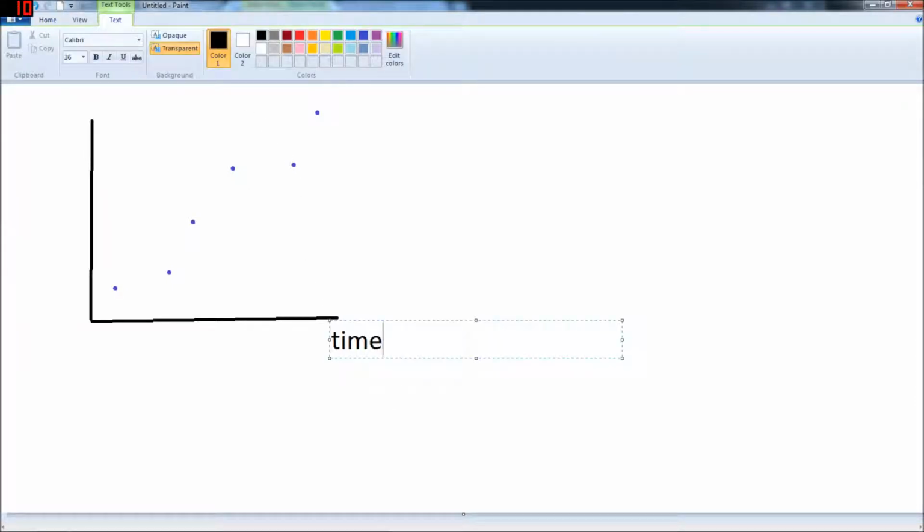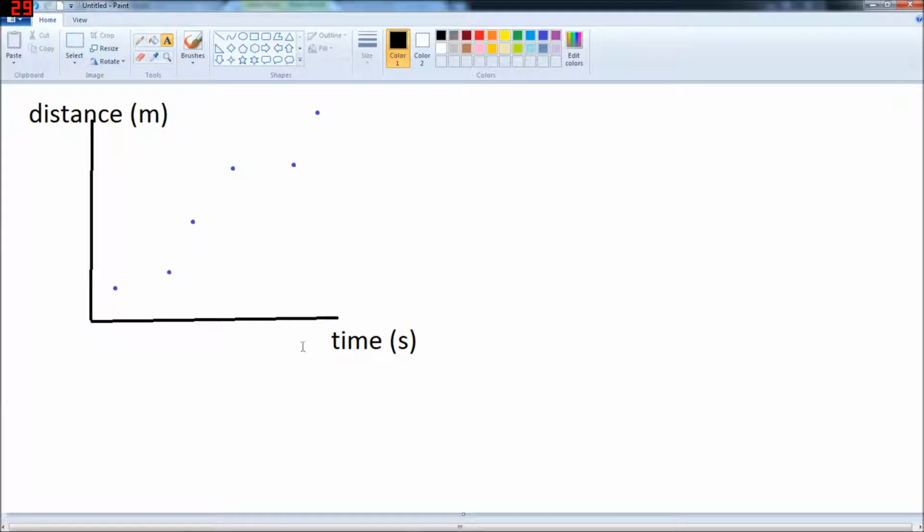So let's have time measured in seconds here, and then up here, if it'll fit, we'll have distance measured in meters. And so what I can see is that as the time is increasing, the distance also seems to be going up. Now, I could do a few things with these results.